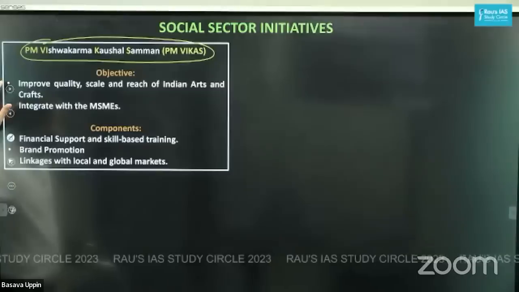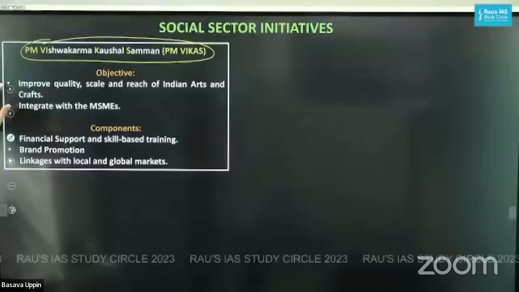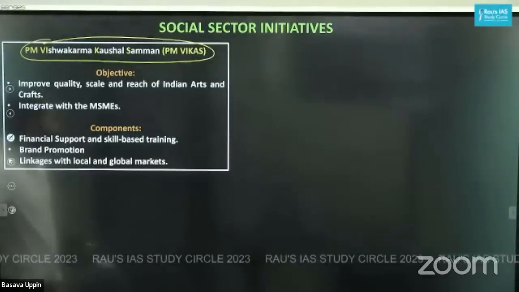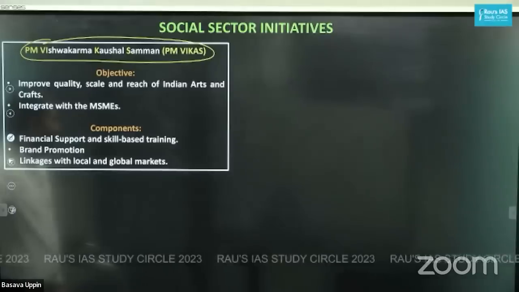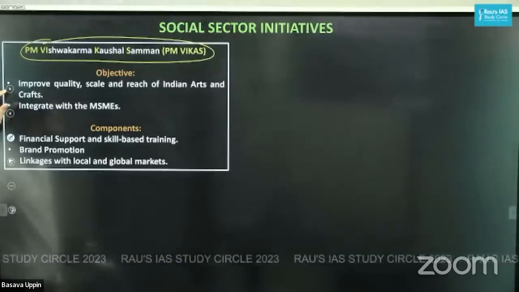Any idea who is going to implement this scheme? It is most likely to be implemented by the Ministry of Minority Affairs. Minority Affairs Ministry. Please remember that.